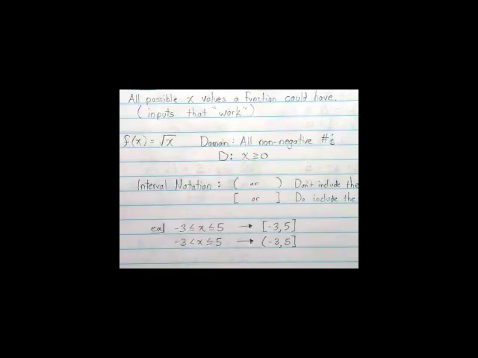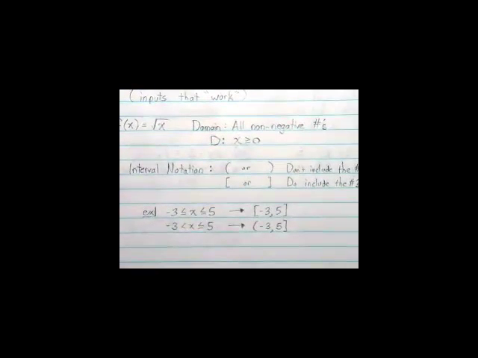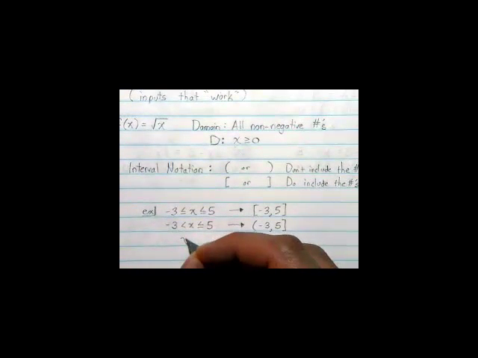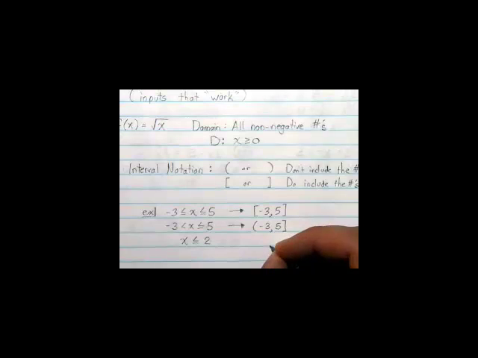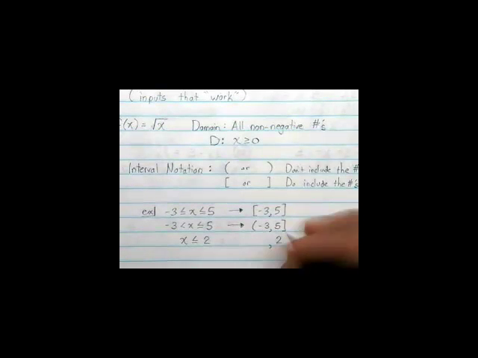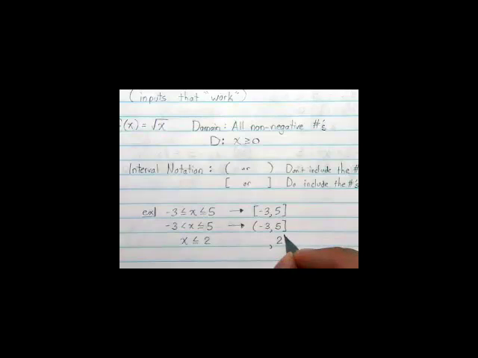Now, this gets a little bit trickier if you've got an inequality that is x less than or equal to 2. Because what are the two numbers? There's only one number. It's just a 2. So x less than or equal to 2. Well, what's the upper limit of the interval? 2. It can't go any higher than 2, right? So we know this is a 2, and it's less than or equal to 2, so we put a bracket on that.